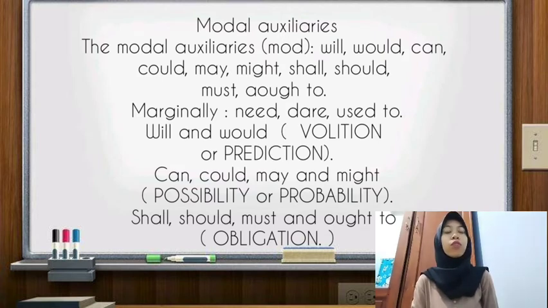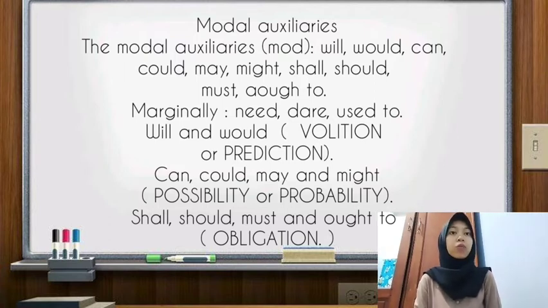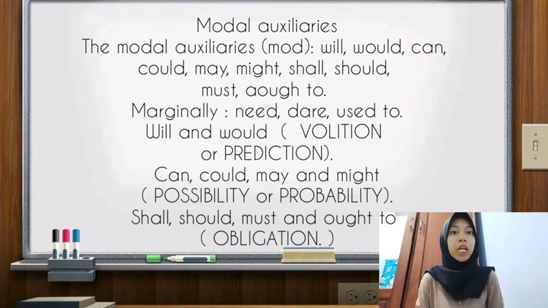Okay, now we move into the modal auxiliaries. The modal auxiliaries are will, would, can, could, might, shall, should, must, and ought to. The marginal ones are need, dare, and used to. Will and would are volition or prediction. For example, first, Gigi will hug the baby. Second, the baby would like a hug.